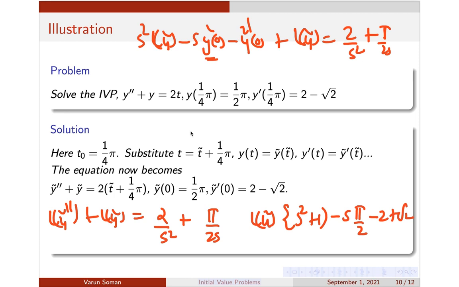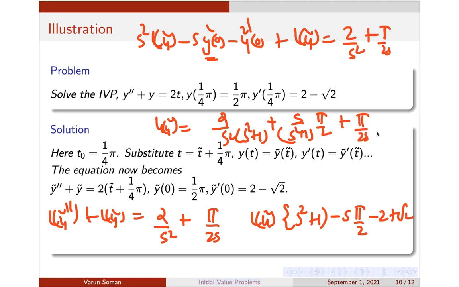So your L of y tilde will be equal to 2 by s square into s square plus 1, minus s by s square plus 1 into pi by 2. Oh, sorry, I think it is plus. Yeah, plus s by s square plus 1 into pi by 2. Plus again pi by 2s into s square plus 1. And similarly, you will have plus 2 minus root 2 into s square plus 1.